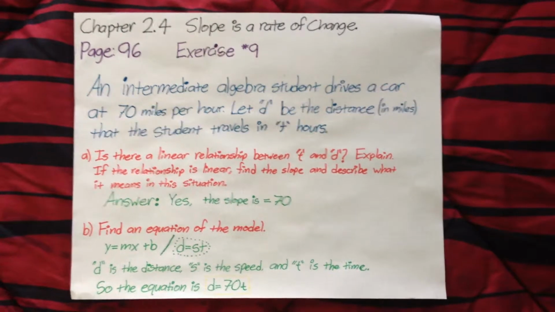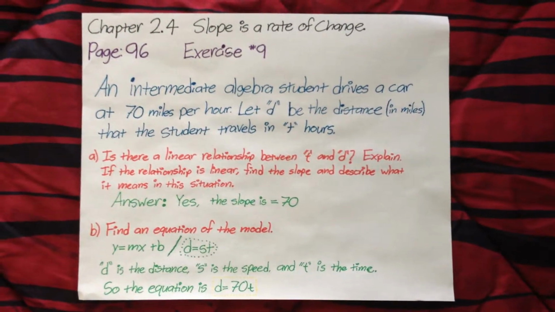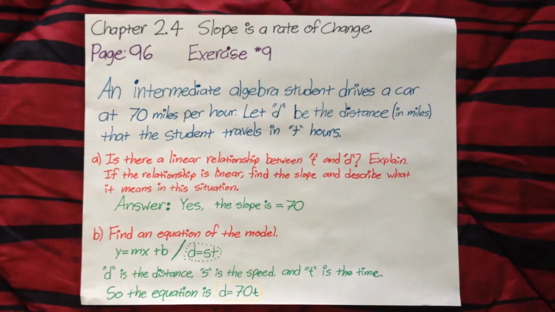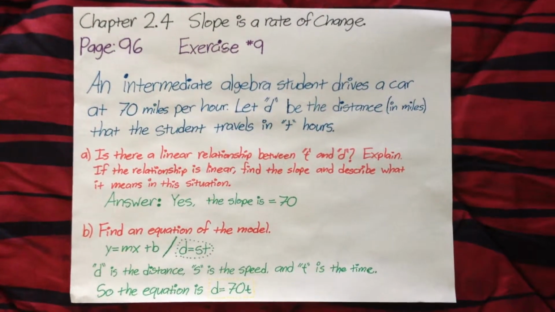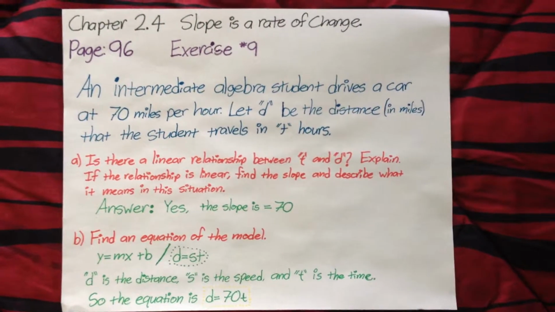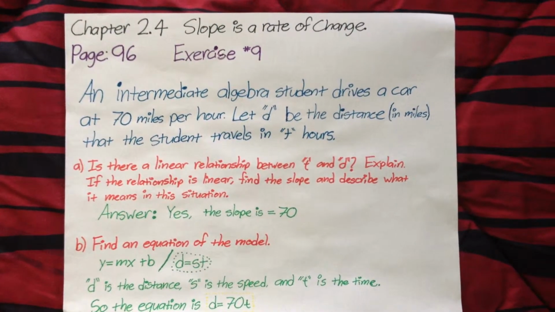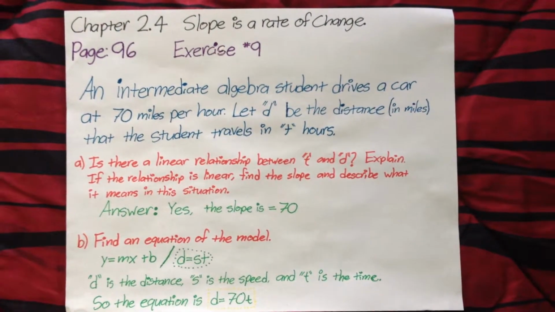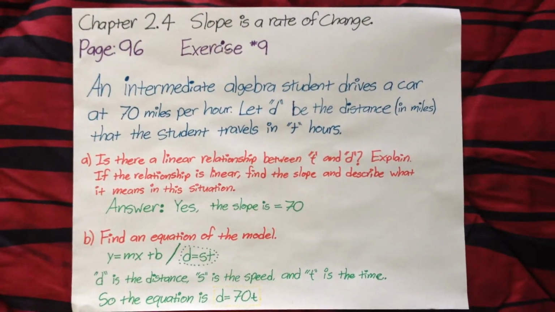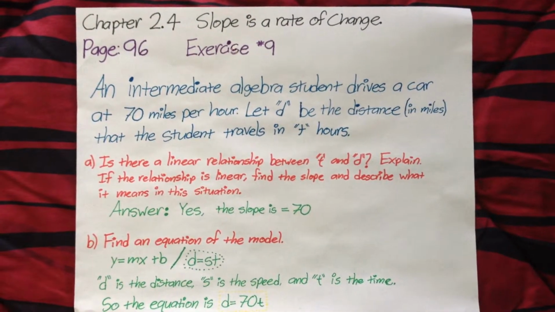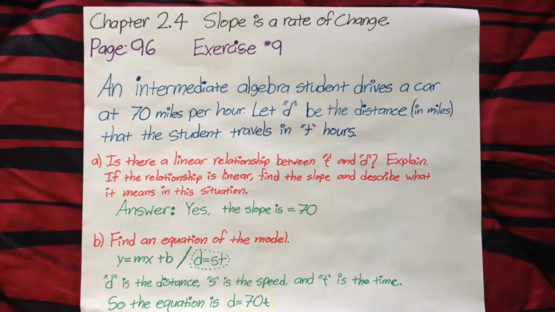In chapter 2.4 of our book, page 96, exercise number 9 says, an intermediate algebra student drives a car at 70 miles per hour. Let D be the distance in miles that the student travels in T hours. First, what I'd like to understand is which one of these is the dependent and independent variable.